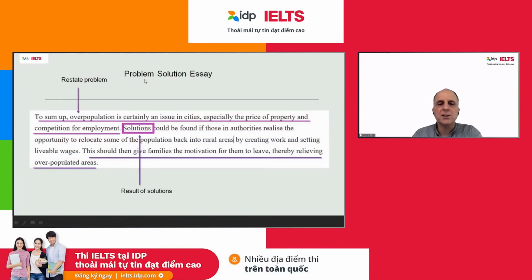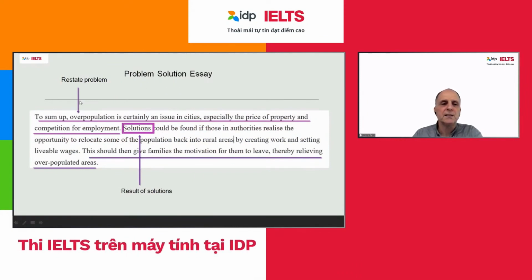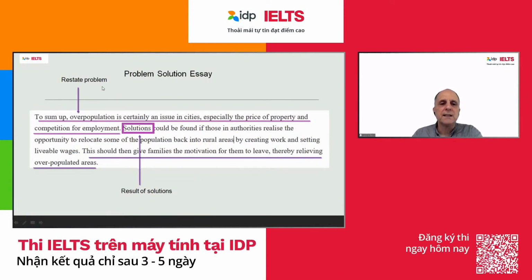Sometimes you have discussion essays, problem solution essays. For those, restate the problem again and restate the solutions here. And if you are under 250 words, simply add something under opinion. For example, this should then give families the motivation for them to leave, thereby relieving overpopulated areas.